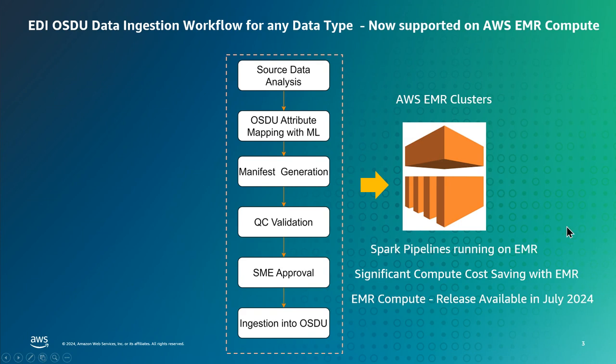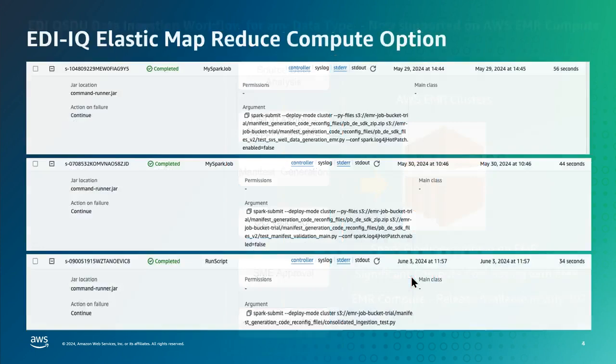I think this is very exciting in terms of the overall product roadmap, and a very significant milestone that we are almost close to achieving. This will be available in July. This is how the EMR clusters will look. These are the Spark jobs that are running on EMR. For example, this is well data generation, well data validation, and then it can do a consolidated ingestion when you have a whole bunch of files. So it can do all kinds of ingestion here.